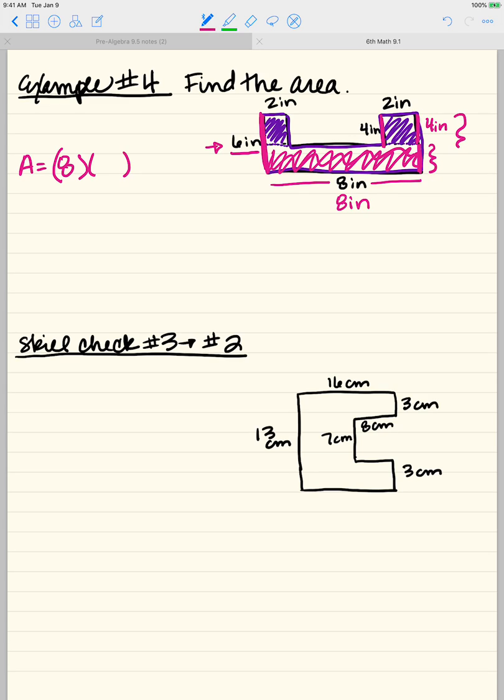So if all of this together is 6 inches, because it's parallel to the side that is 6 inches, okay, and this part right here is 4 inches, how big is this part right here? Well, it's 6 minus 4. So this part is 2 inches. So the area of the pink rectangle is 8 times 2, which is 16 inches squared.